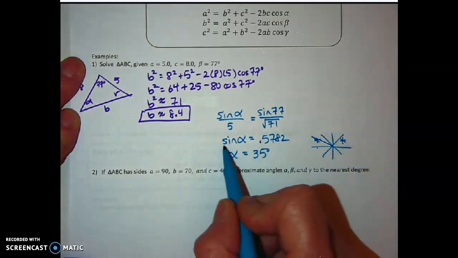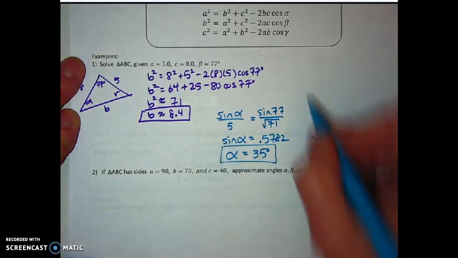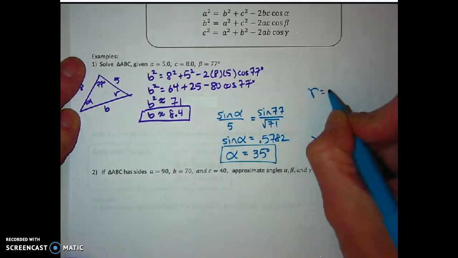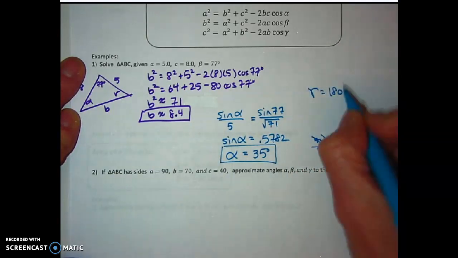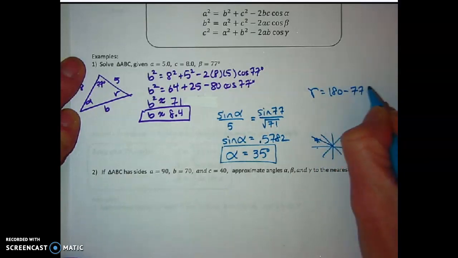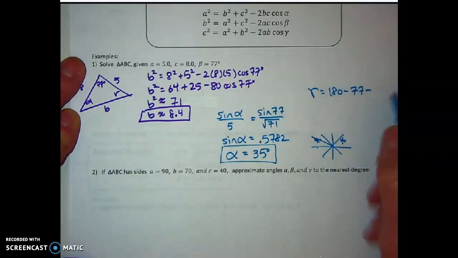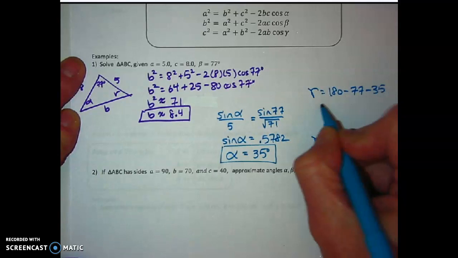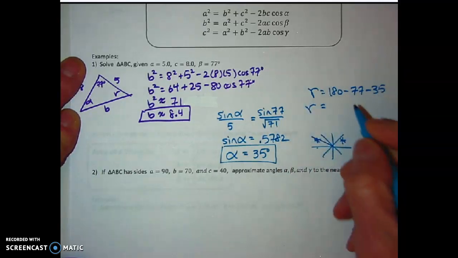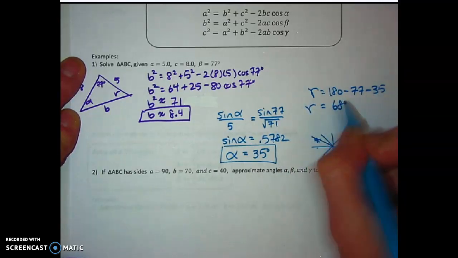And so now I have angle alpha, and now I just need angle gamma. And remember that, as I just said, the three angles have to add up to 180. So I'm going to take 180 minus 77 minus 35, and I get that angle gamma is 68 degrees.